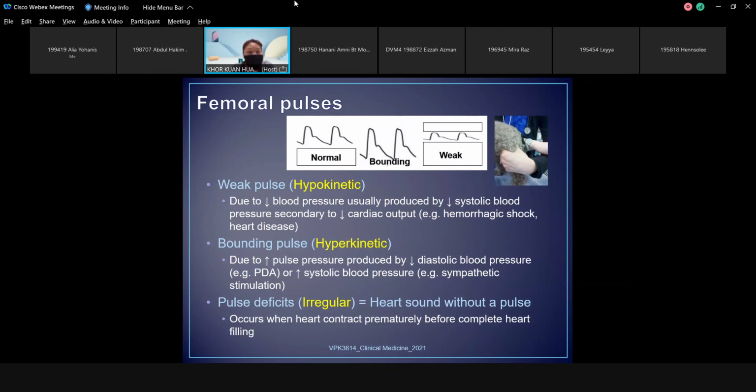So, pulse deficit means an irregular heart sound without a pulse. All right, so you get a heartbeat. You can listen to a heartbeat, but when you are trying to feel, you don't get a pulse. So that's irregular, and you call that a pulse deficit.